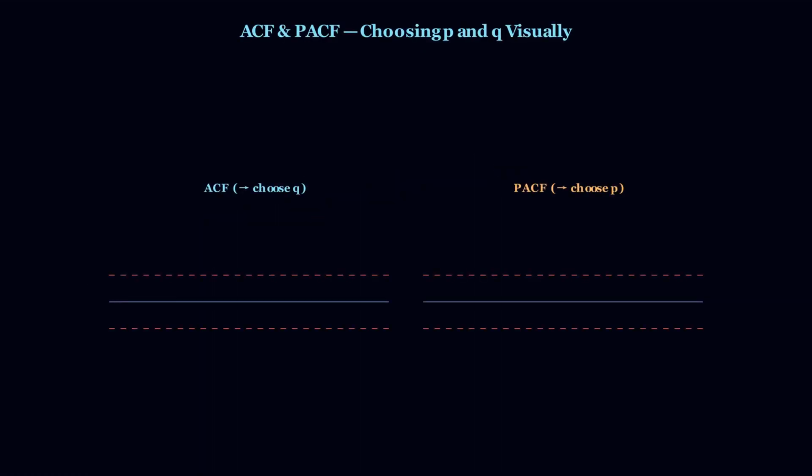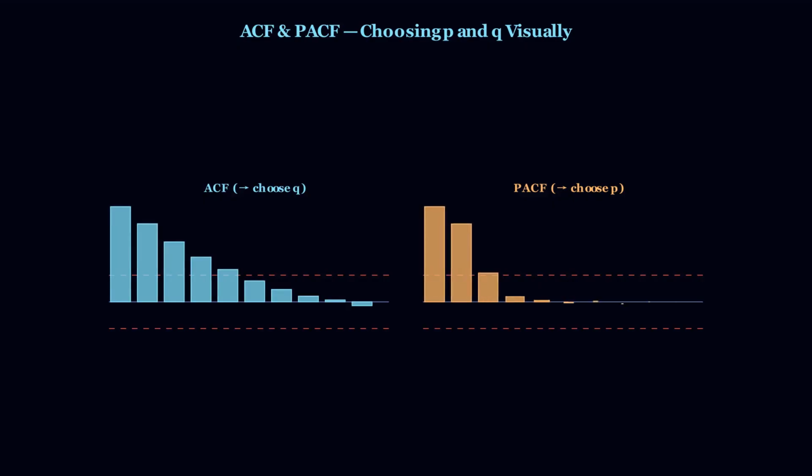How do you pick the right P and Q? 2 charts tell you. ACF, correlation between the series and its own past lags. PACF, correlation after removing the influence of shorter lags. PACF cuts off after lag P, that's your AR order. ACF cuts off after lag Q, that's your MA order. In practice, try a few small values and let AIC guide you.